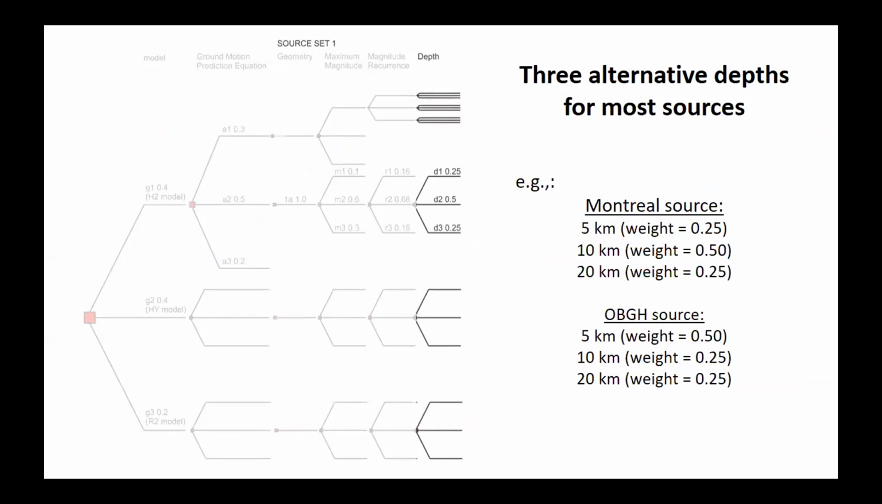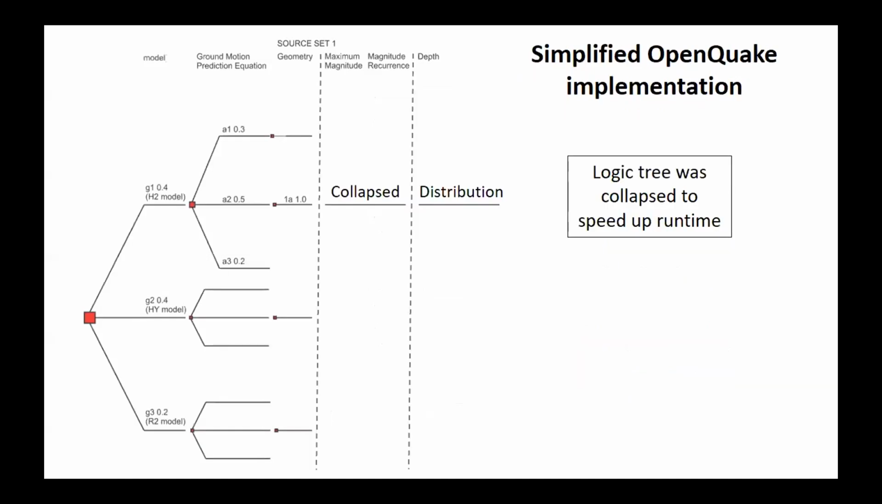So the last part of the logic tree is the depths of the earthquakes. Typically we model each source with 3 alternative hypocentral depths. So these are where the earthquakes are originating. For example, in Montreal, we have 5, 10, and 20 kilometers, 10 kilometers being the most probable. But in the Ontario background source, you can see we believe that earthquakes tend to be shallower, so most of the weight is at 5 kilometers.